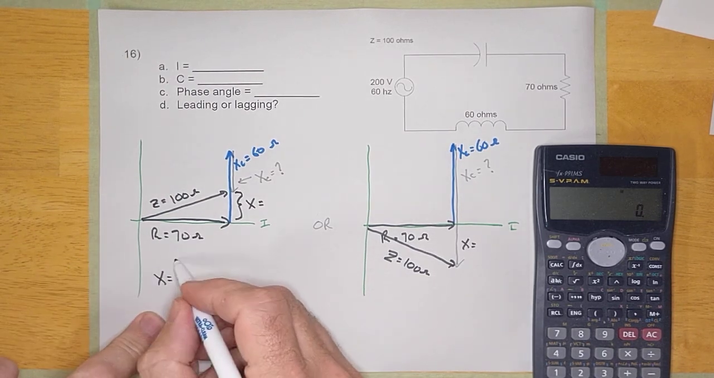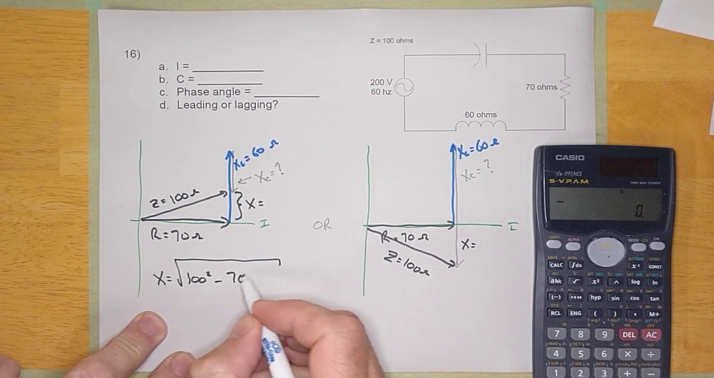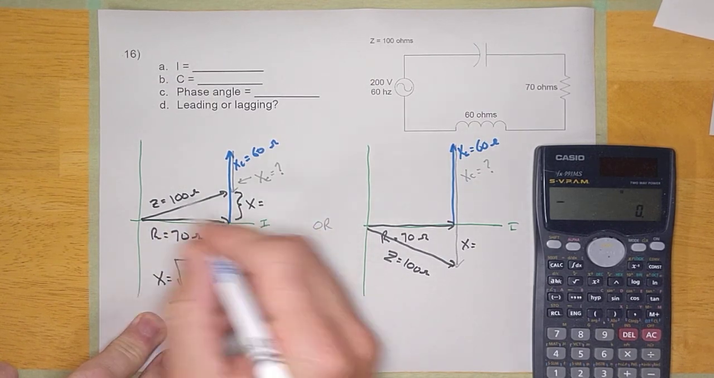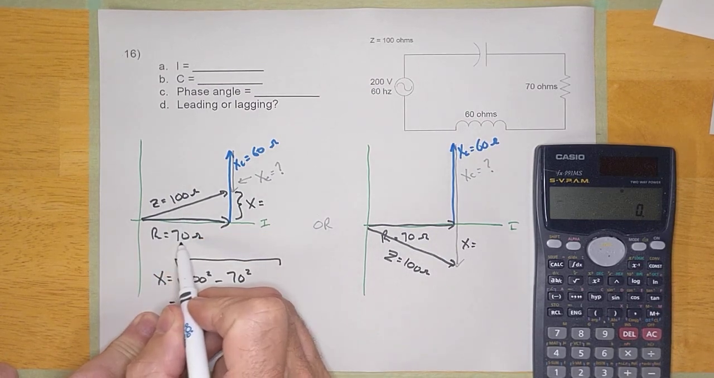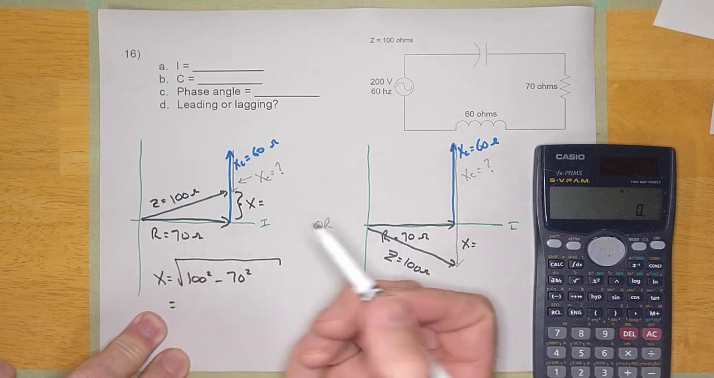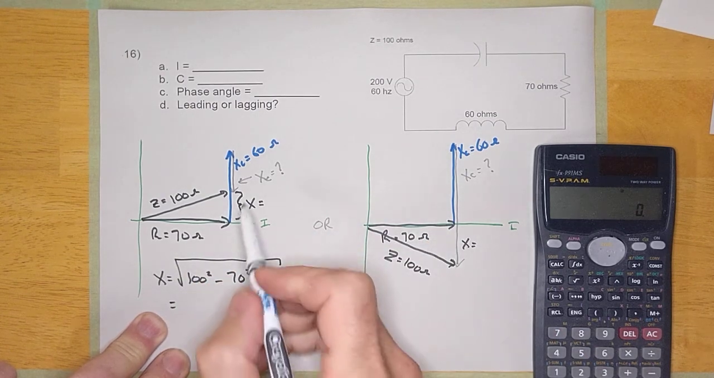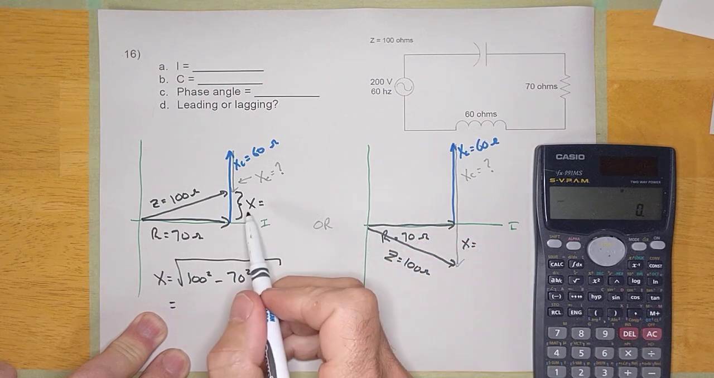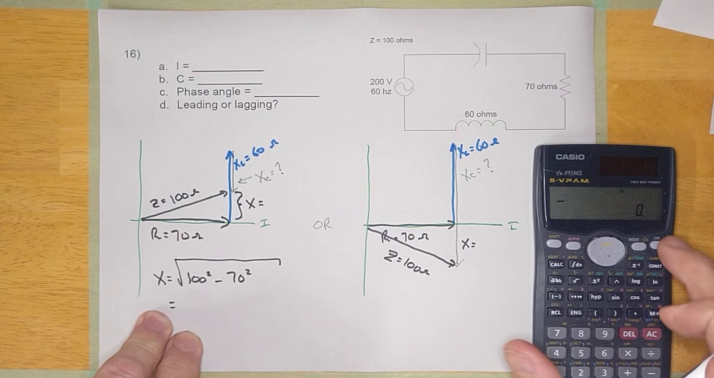It should be the square root of 100 squared minus 70 squared, right guys? This is the Pythagorean theorem, but I'm solving for the short side, so it's the hypotenuse squared minus the other short side squared. That's just the Pythagorean theorem transposed for A or B, if C squared is equal to A squared plus B squared. So let's calculate it here.